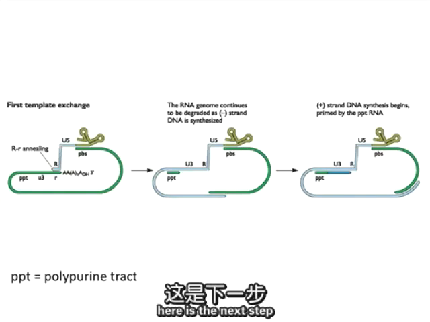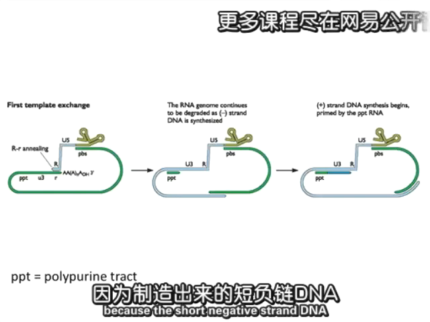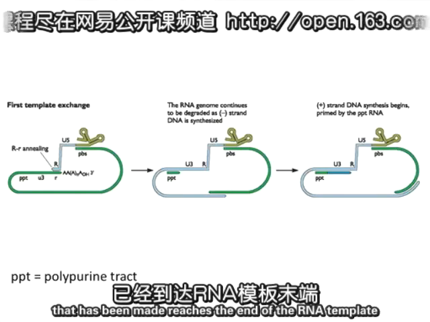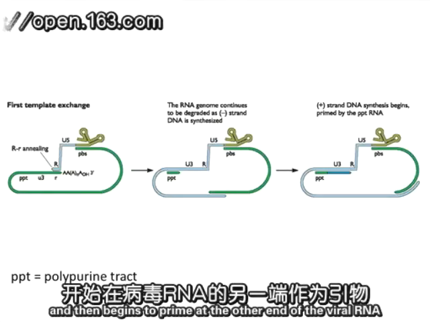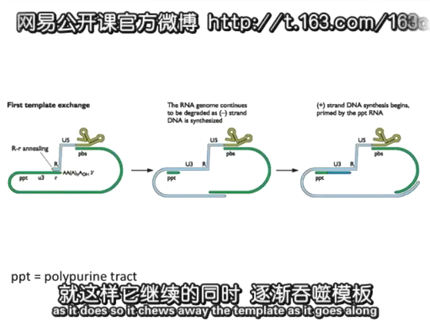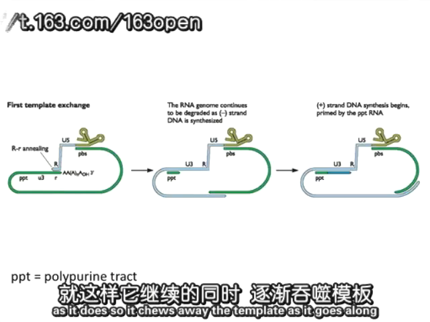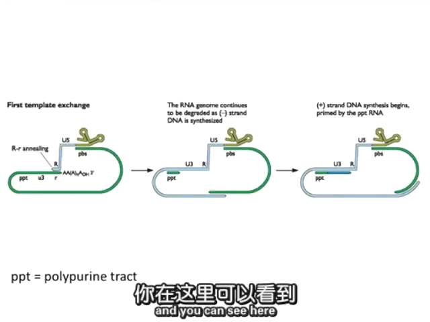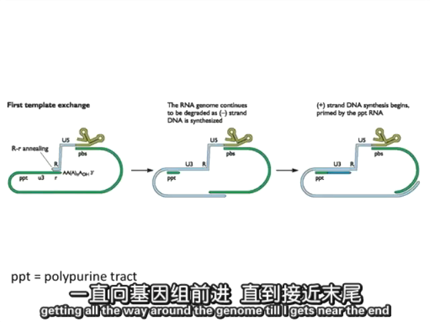Here's the next step. It's called the first template exchange, because the short negative strand DNA that has been made reaches the end of the RNA template and then begins to prime at the other end of the viral RNA, at the 3' end. And the enzyme continues to make negative strand DNA, which is the light blue, and as it does so, it chews away the template as it goes along. You can see here getting all the way around the genome until it gets near the end.